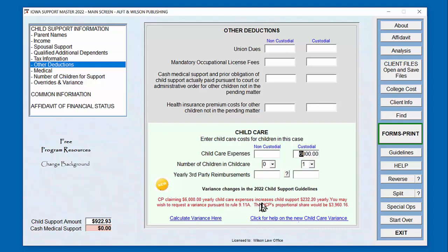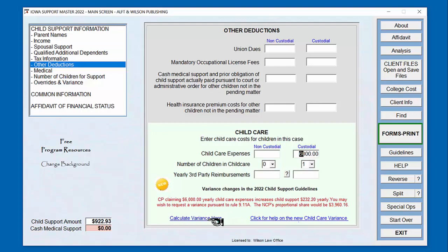So we talk in here about requesting a variance under 911A, and the proportional share of the non-custodial parent of the cost of child care should be almost $4,000 pursuant to the proportional share of income of the non-custodial parent. Now do remember that if you're seeking a variance, you're not allowed to deduct the child care expense to arrive at the proportional shares. The proportional shares of the income of the parties are what's used to determine the amount of the variance, if any, that may be awarded by the court.